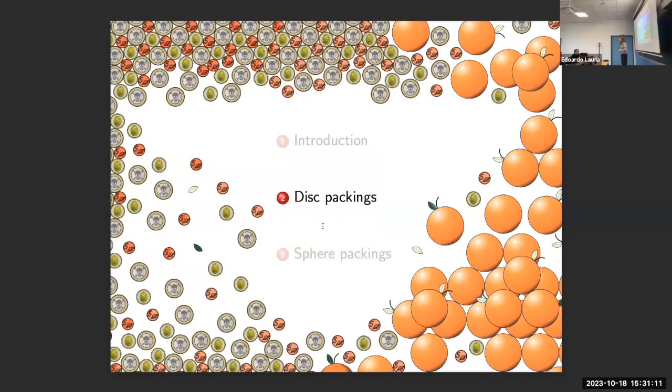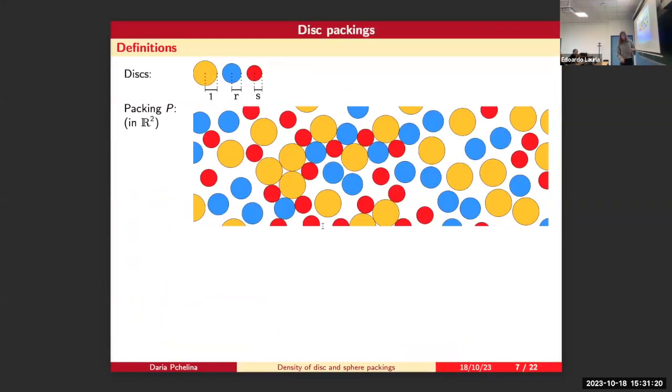Okay, so the introduction is over. We'll talk about these packings with precise definitions and more or less precise proofs. If we're given a finite set of disks, a packing is a geometric configuration of copies of these disks on the plane without overlap. Here is an example of a packing on the plane.